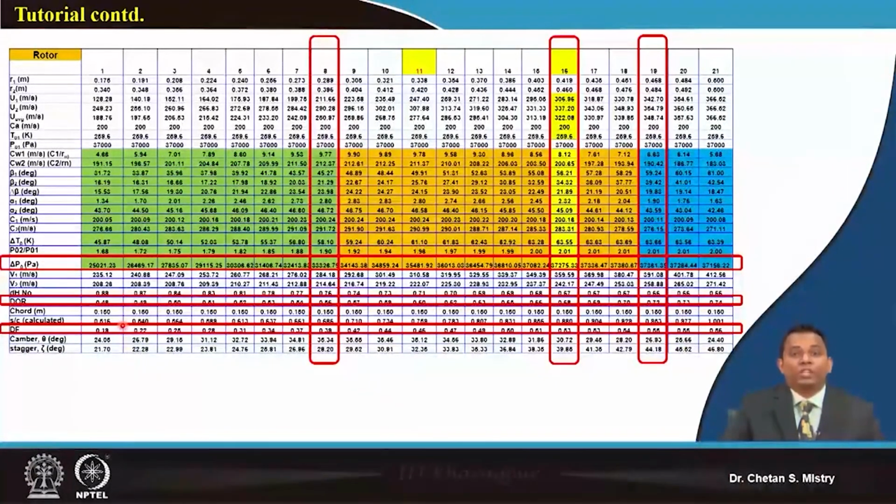Okay. So likewise, when you are doing your design, you need to be very careful. It is not that you sit for an hour and you will get the design. A lot of parameters need to be observed, and those observed parameters we are putting with the highlighting point. That's delta P0, delta beta, degree of reaction, diffusion factor, de Haller's factor, camber angle, all those parameters you need to keep an eye on.